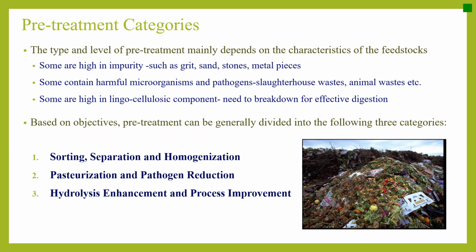So based on the target or objective, pretreatment can be generally divided into the following three categories. Pretreatment targeting sorting, separation, and homogenization, targeting pasteurization and pathogen reduction, and targeting hydrolysis enhancement and process improvement. And we're going to discuss these three categories in more detail in the following slides.